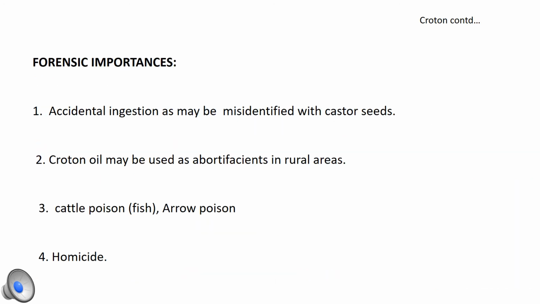Forensic importance, the medico-legal importance, is accidental ingestion. The croton oil may be used as an abortifacient in rural areas, that means for inducing miscarriage. Okay, and as cattle poison, arrow poison, and in homicide.